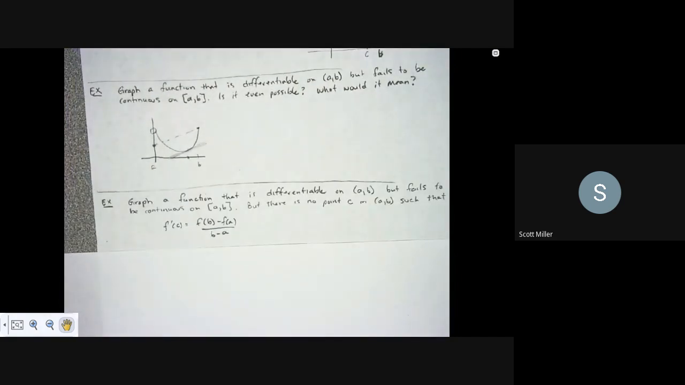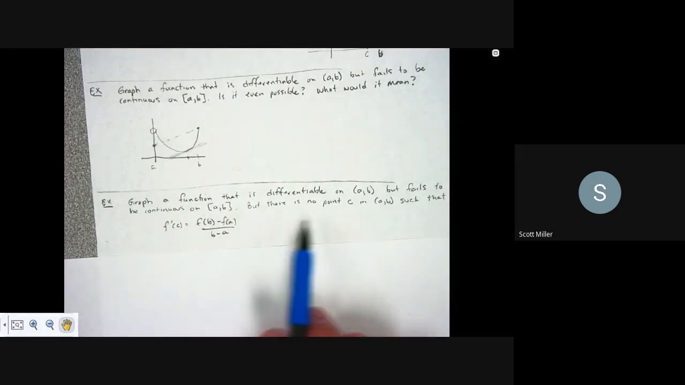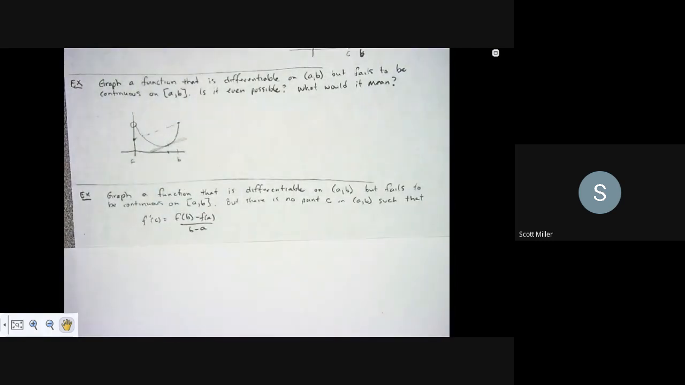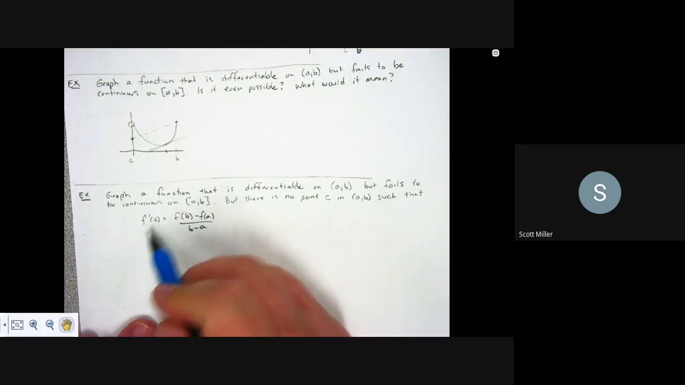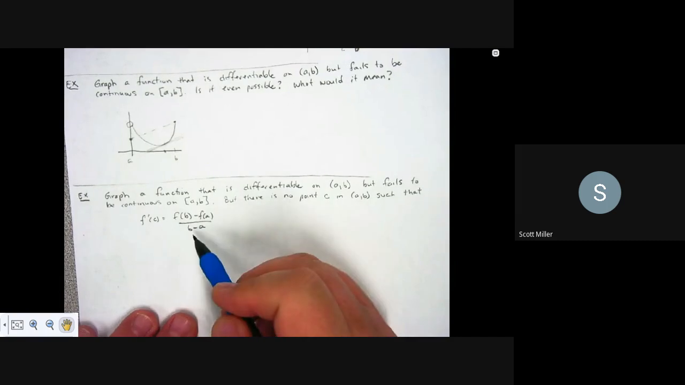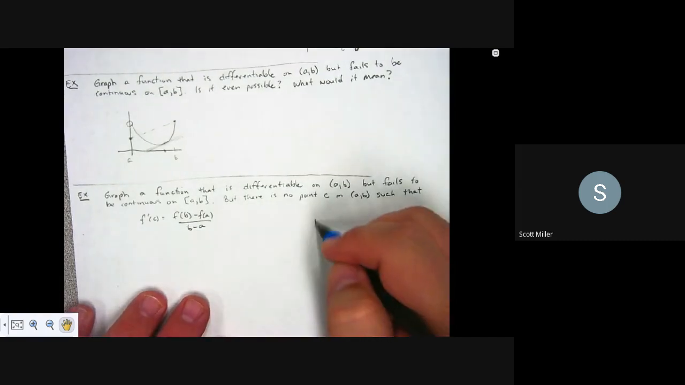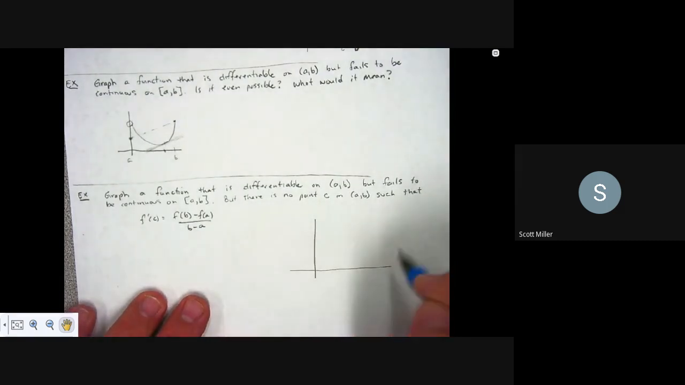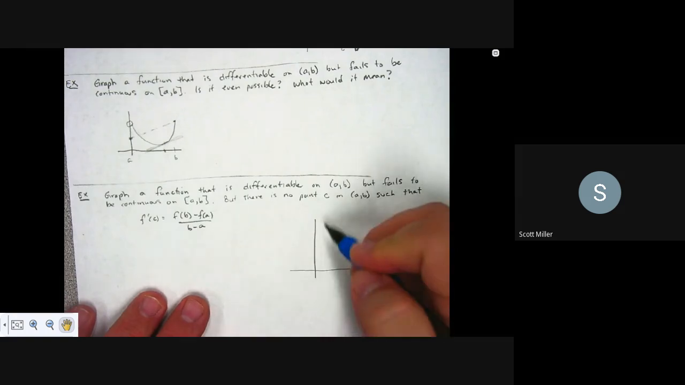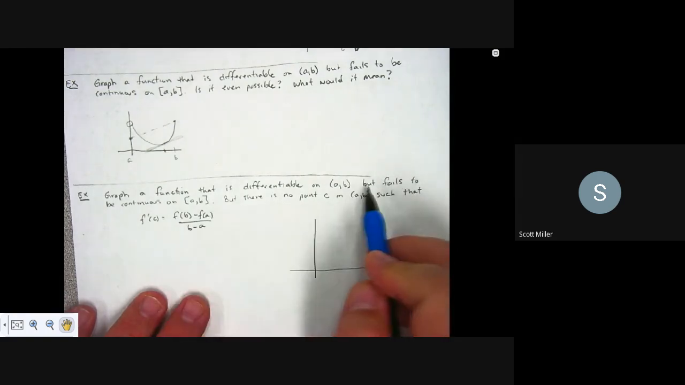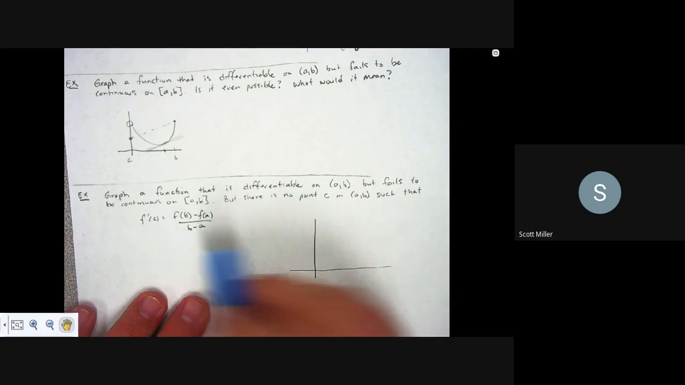Graph a function that is differentiable on the open interval but fails to be continuous on the closed interval, but there is no point where this happens. The last one was where it did happen. Is there any way I can find one where it doesn't happen? Can I come up with an example for that? Remember, I have to be able to find no tangent line that is parallel to the secant slope. There are a lot of different ones you can do, but I need a secant slope. I can have a point that's differentiable but not continuous, so we're at an endpoint again.